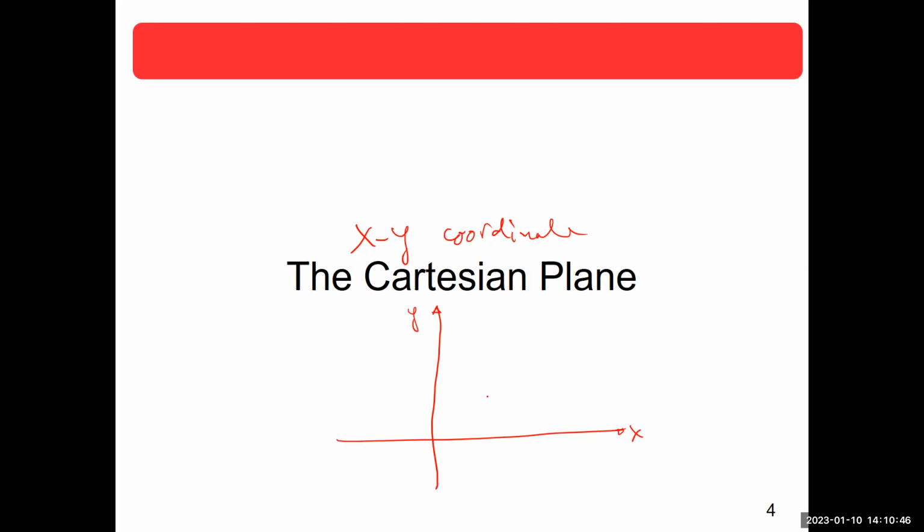So you can represent a point by distance along x and from here to here. So if I have a point, let's say any value x1, y1, so this is going to be x1 and the height is y1.